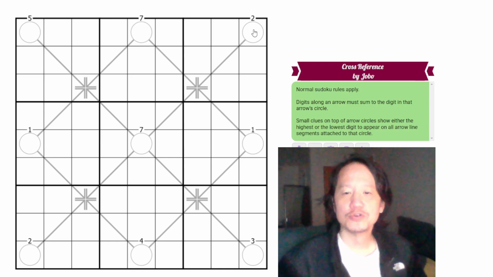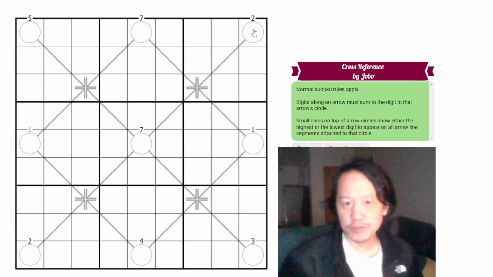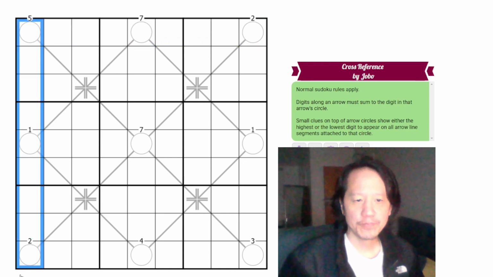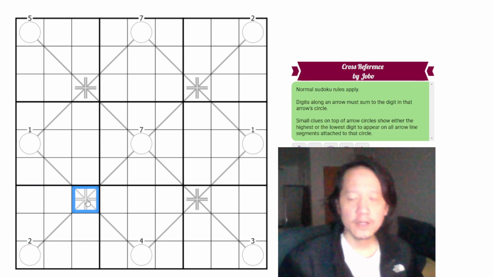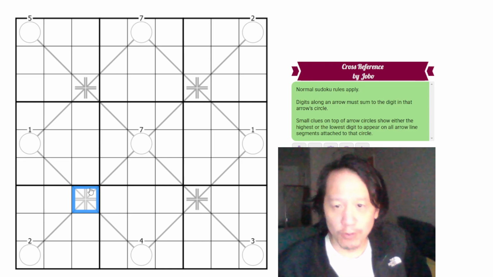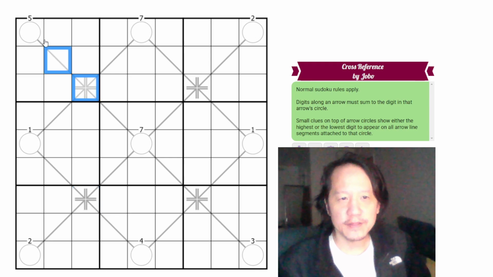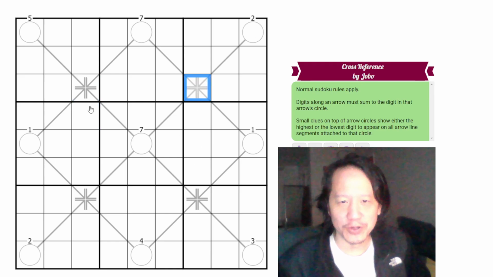Normal Sudoku rules apply, which means place the digits 1 through 9 once each in every row, column, and box. Digits along an arrow must sum to the digit in that arrow's circle. And these are all arrows, right? It's actually pretty cool. It forms a very cool design here. I like it. It's like a cross. It's like a lattice.